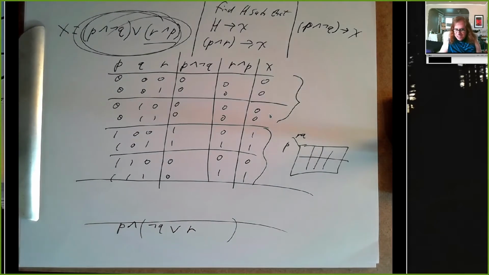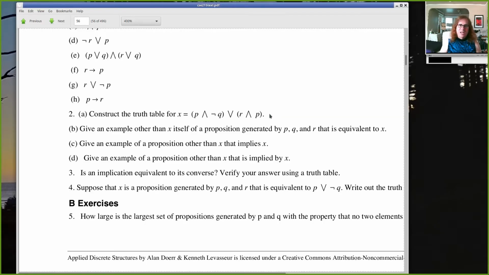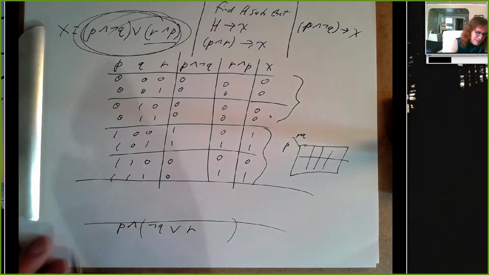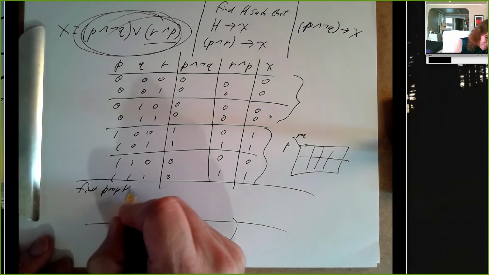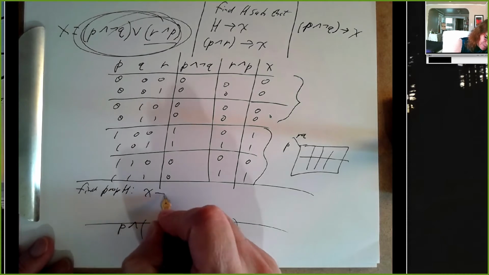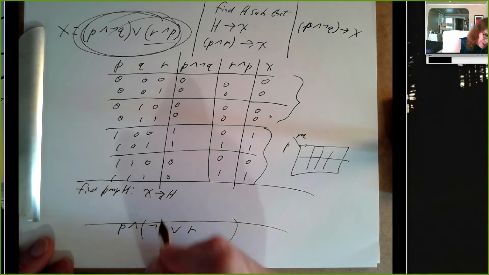Part D says, let's find a proposition that is implied by X. Give an example of a proposition other than X that's implied by X. So find a proposition H such that if X is true, you're guaranteed H is true.